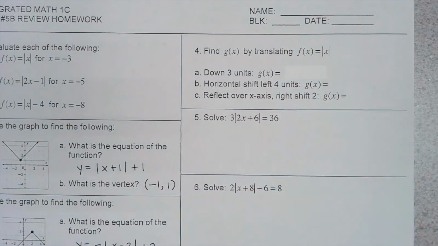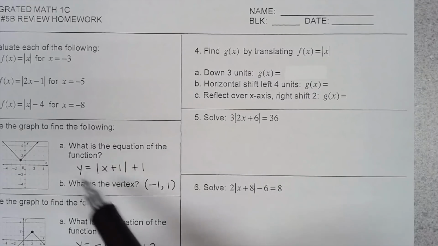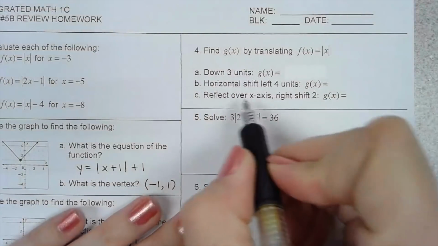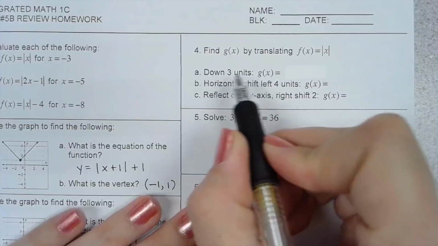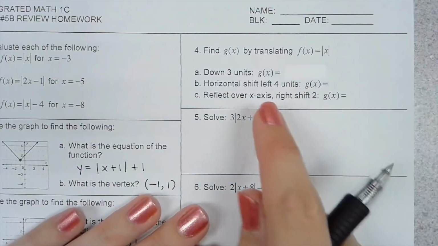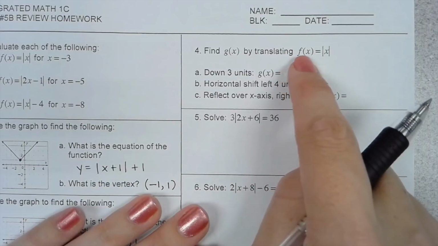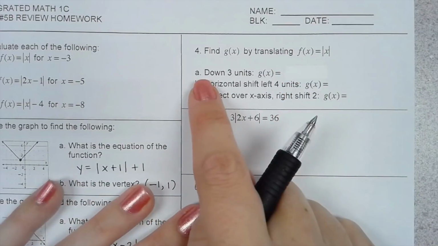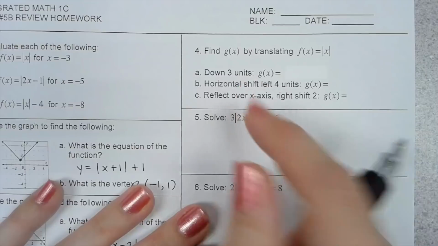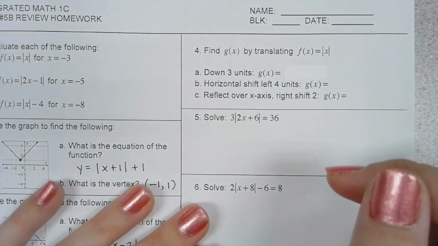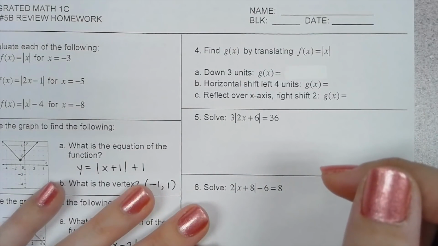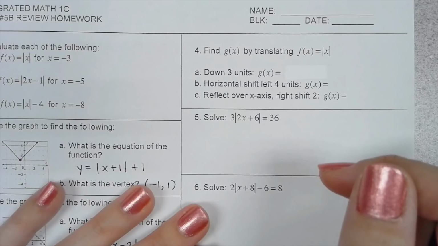Question number 4 is really similar to questions number 2 and 3. The thing about it that's different, though, is that instead of giving us a picture of the graph, we're being given a verbal or a written description of how the graph is moving, and then we're being asked to write the equation that follows. So from the parent function, f of x is equal to the absolute value of x, if the graph is going down 3 units, we need to think about where the 3 goes, whether it's plus or minus, whether it goes on the inside or the outside, and kind of how that equation would look.